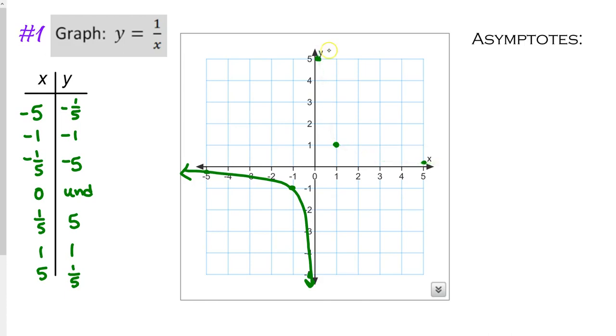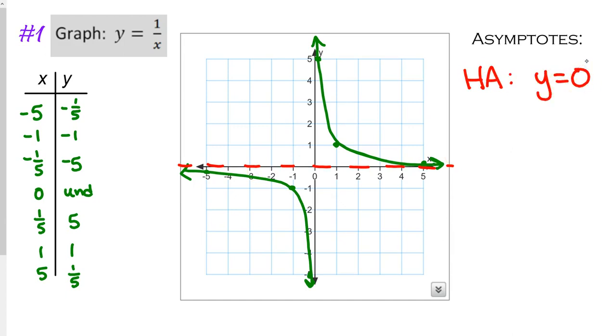Let me try that again. Okay. So that's what the reciprocal function looks like. It has asymptotes. Notice that as x goes to infinity or x goes to -infinity, the graph is getting closer and closer to a height of 0. It's getting closer to this horizontal line. So the horizontal asymptote is y equals 0. And also notice that as x gets closer to 0, the y values are getting closer to this vertical line. So the vertical asymptote is x equals 0.